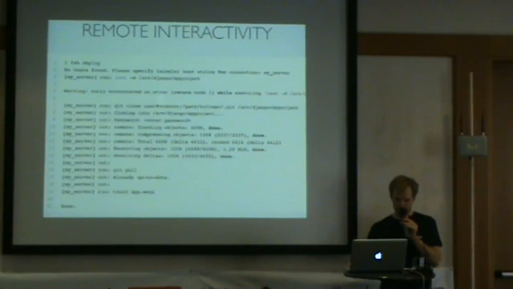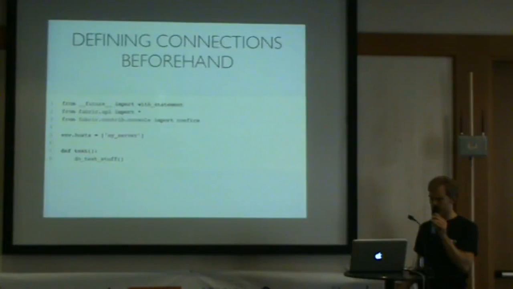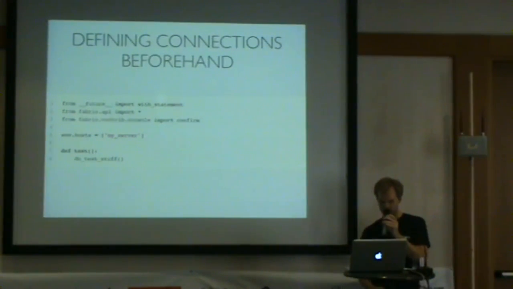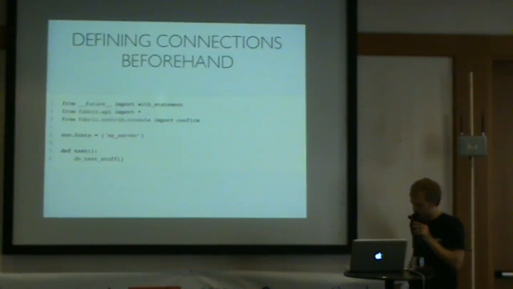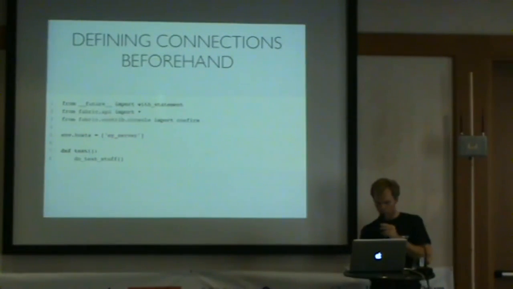That's kind of a pain to have to type in my server every time I run this command, right? If the server's not changing, I want to just set that. So Fabric provides an environment global dictionary object. In this case, we have env.hosts, and we can set that to our server, and then every time we run this, it'll just use that setting. So that's a basic overview of Fabric.